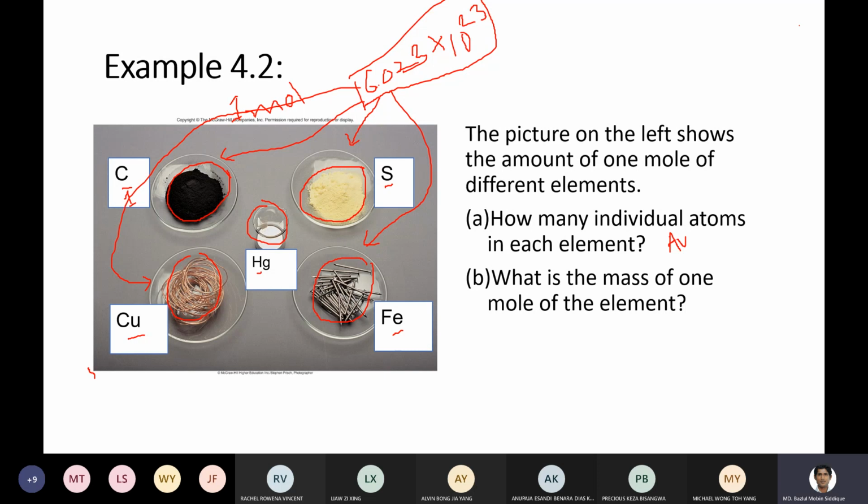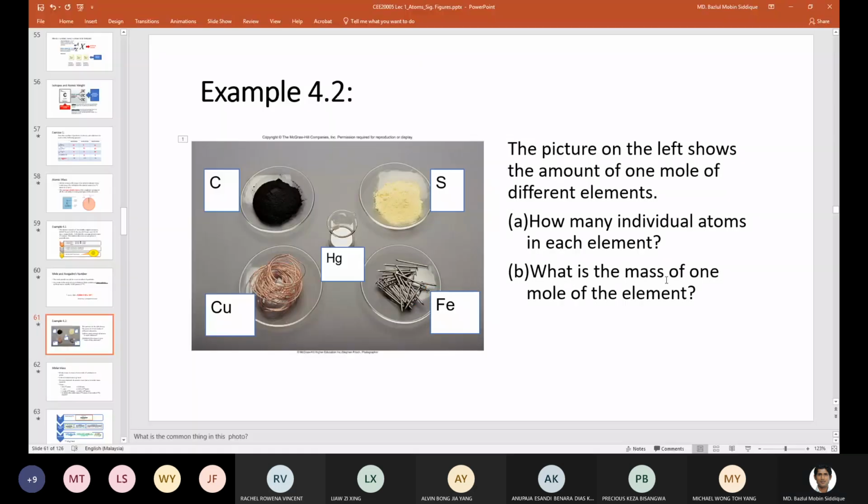I cannot see your chat box. How can I see the chat box? Okay, no question, no answer so far. What are the things that are making the difference between them? The molar mass.